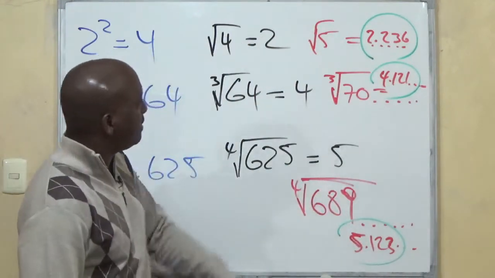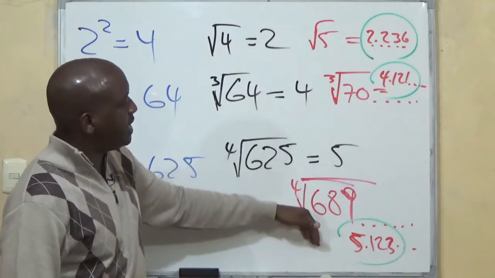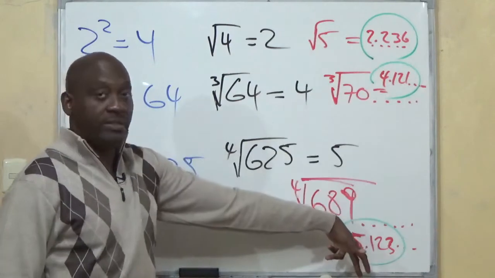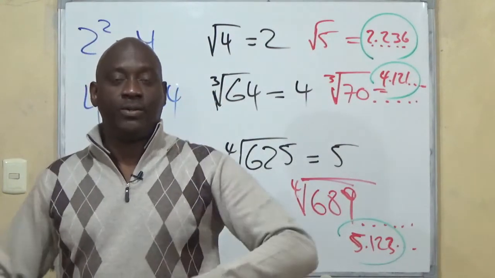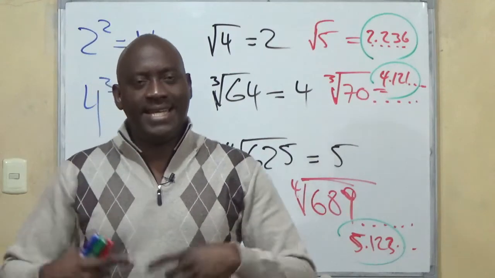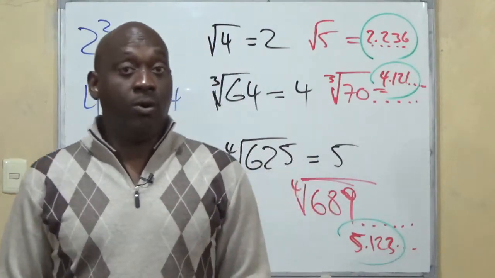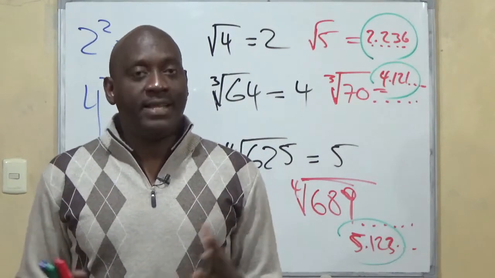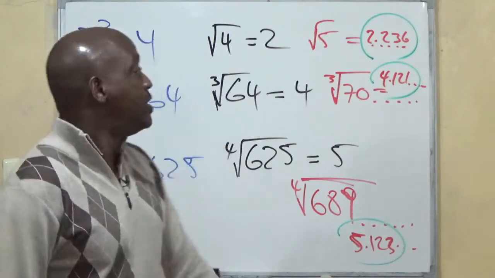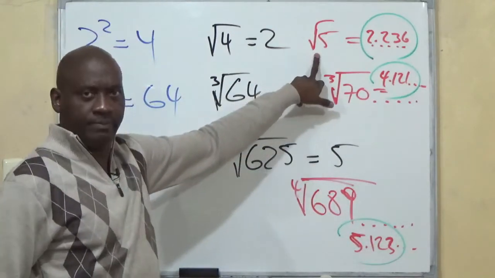Suffice it to say that in all of these cases here in red, the root is not an integer. So we could call it a non-integer root, we could call it an inexact root, or we could simply say an irrational root. And that essentially is a surd. So the root of 5 is a surd.